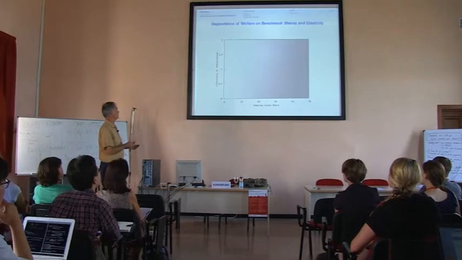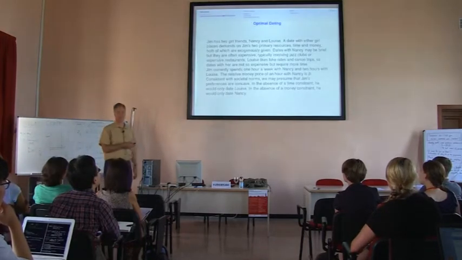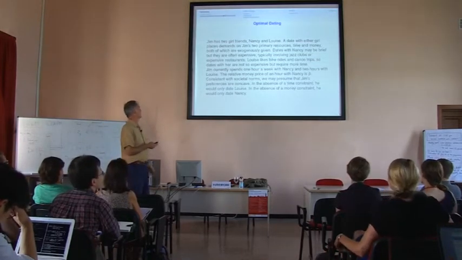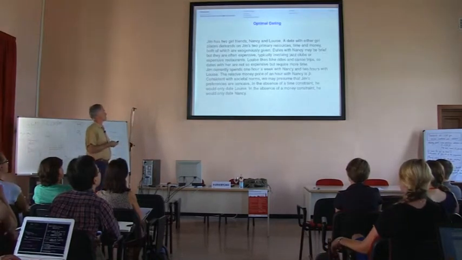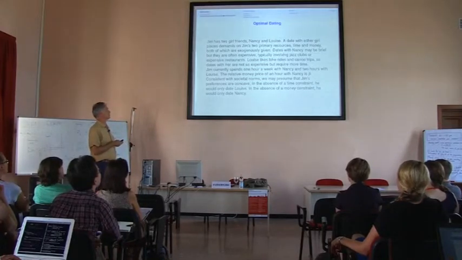I'll give you one more problem because I have one more favorite one. This is my latest version of this. I really like optimal dating. This problem is really good. So Jim has two girlfriends, Nancy and Louise. A date with either girl places demands on his primary resources, time and money, both of which are exogenously given.